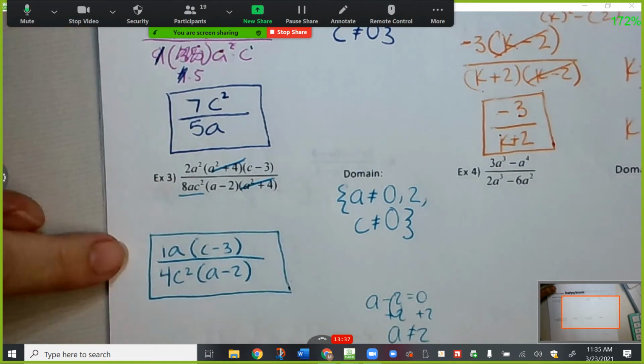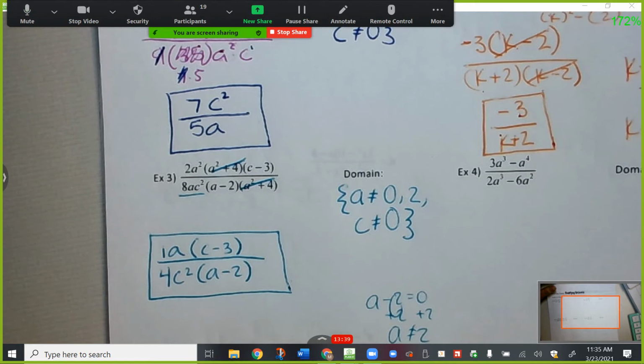Now, would it be okay if I didn't put the 1? Yeah. It would just be... This is very confusing. It's a lot to think about.